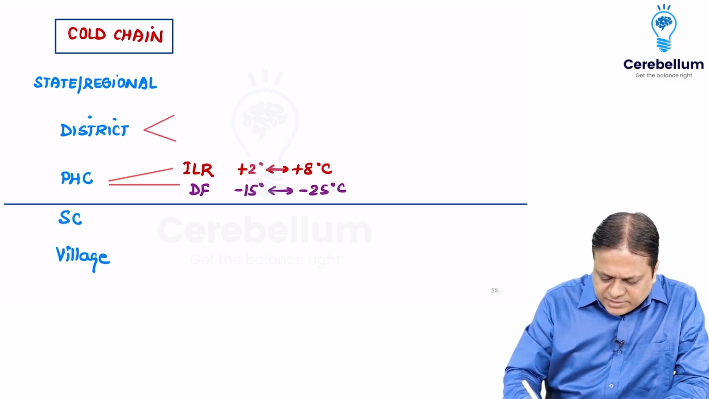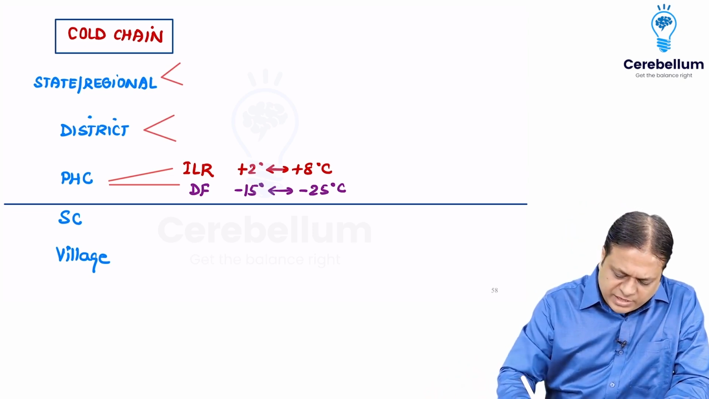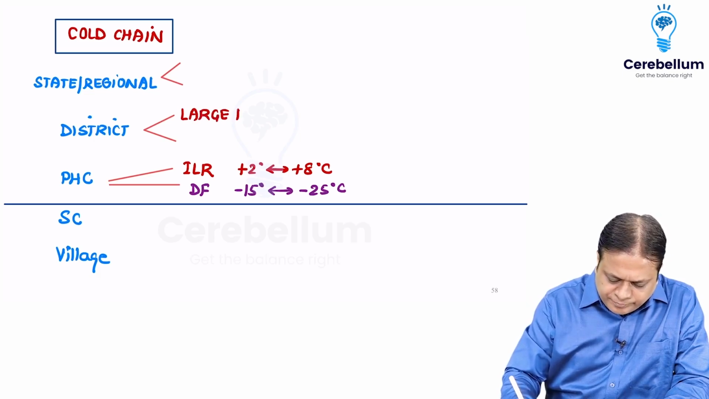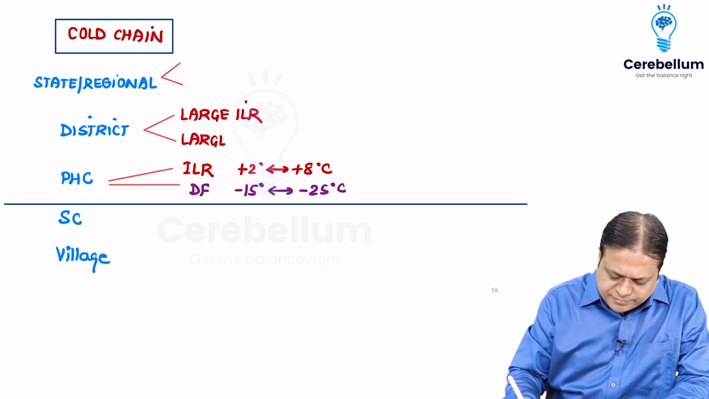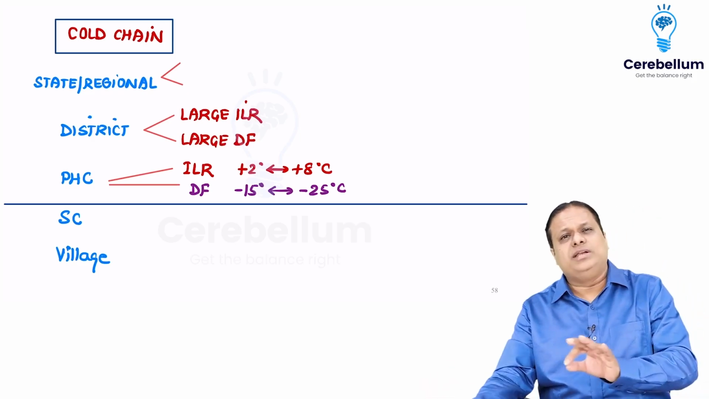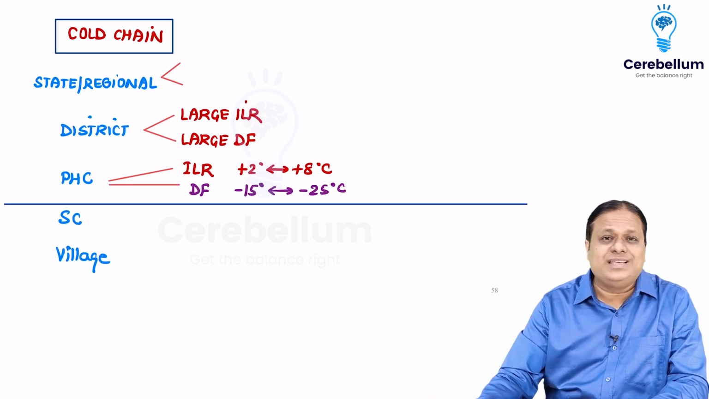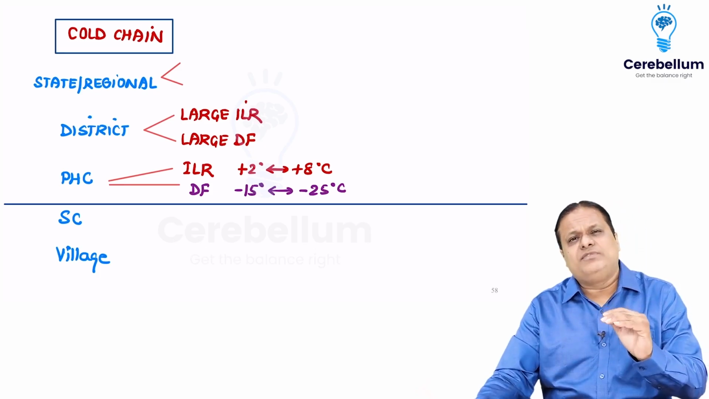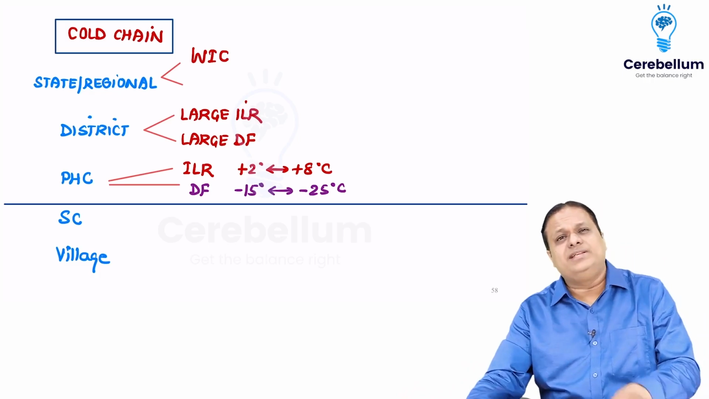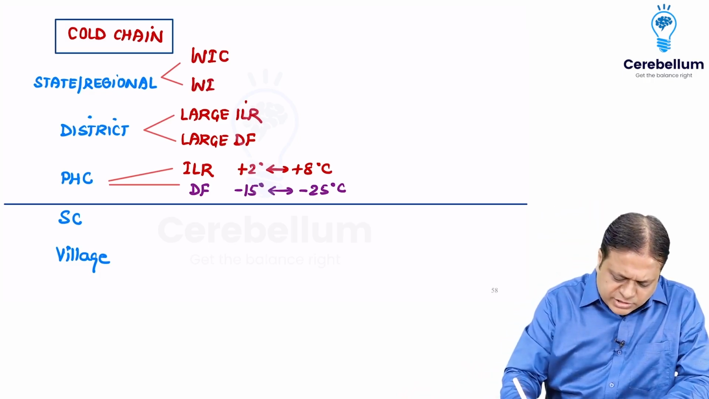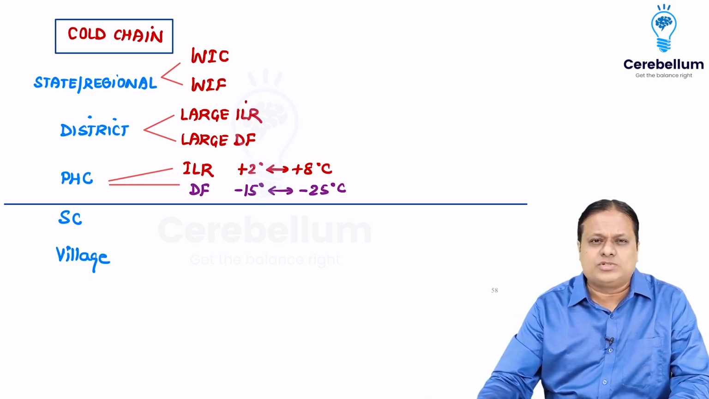At district level, state, regional level also, we keep 2 such instruments separately. We have large ILR, again at plus 2 to plus 8 degrees centigrade, and large deep freezer, again at minus 15 to minus 25. ILR for all the vaccines and deep freezer for freezing the ice packs. State or regional level where we have to store lakhs and lakhs of doses, we require walk-in cold rooms 2 to 8 degrees centigrade for all the vaccines, walk-in freezers for freezing ice packs or storing OPV more than 3 months, minus 15 to minus 25.